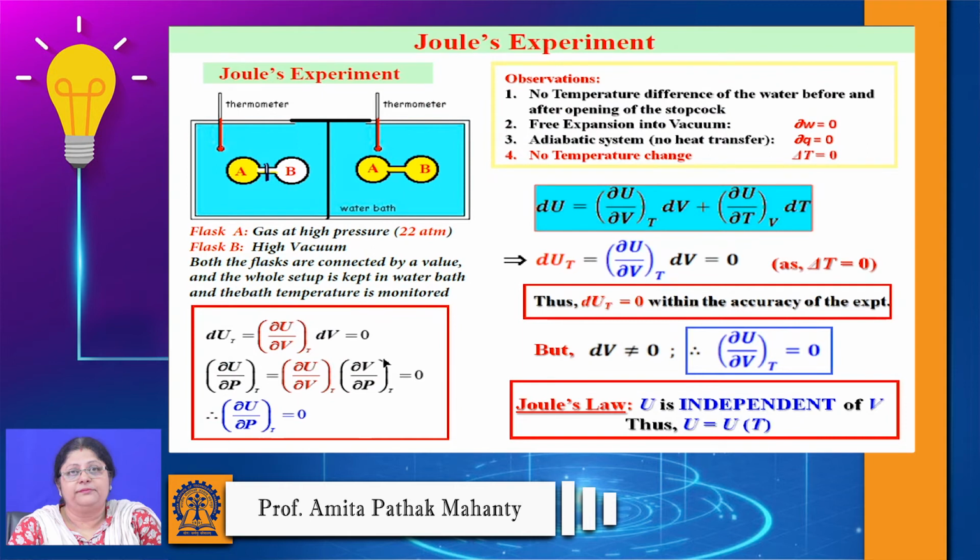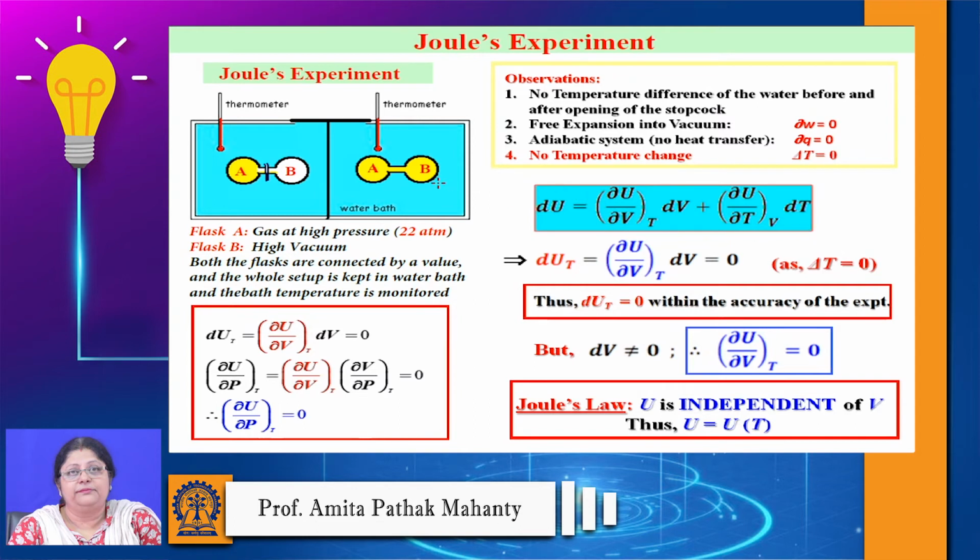Now let us go into Joule's experiment. It's a very important experiment because it deals fundamentally with the expression of delta U. If you remember, U is a function of temperature and volume. So the total differential of U can be written in this form: the change of internal energy with volume at constant temperature times dV, plus the change of internal energy with temperature at constant volume times dT. So this is the expression we have.